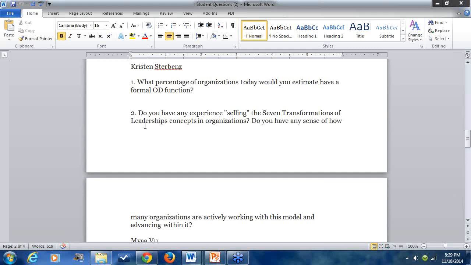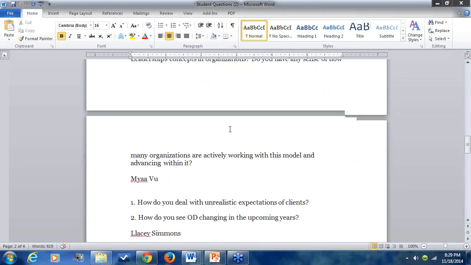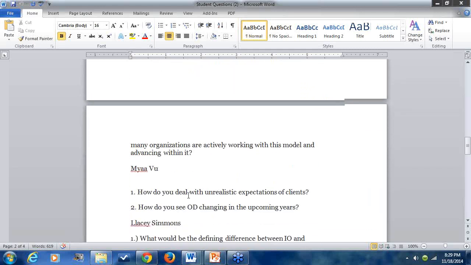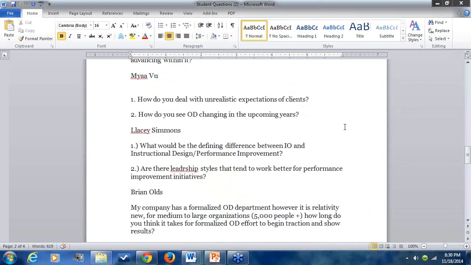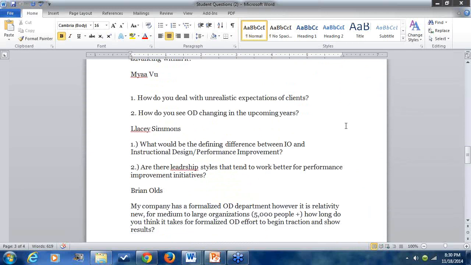Okay, let's move quickly here because we've got to get to the next one. Do you have experience selling and so on? We did that. How do I deal with unrealistic expectations? All expectations are unrealistic. They always want quick fixes. They want a training solution, or they think everything's going to get fixed in a 1-hour team building session. And my most famous discussion, I guess it's famous, I guess I've told them enough times.